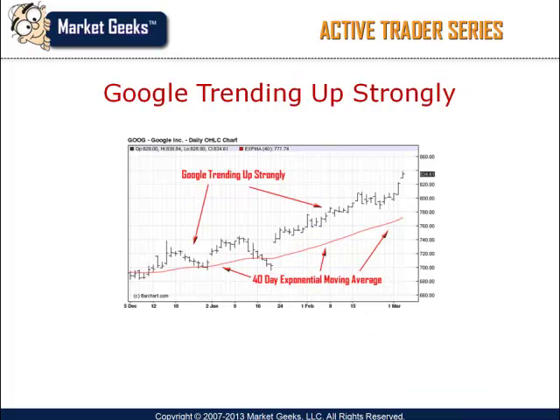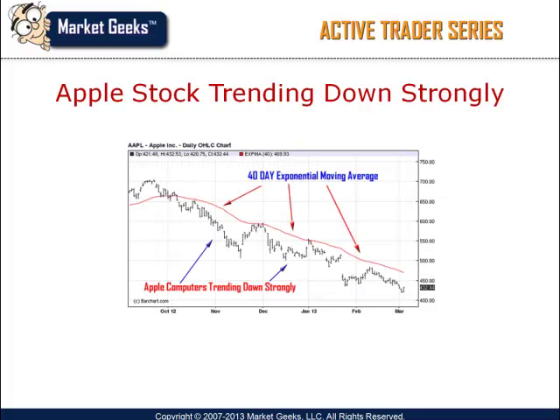Let's take a look at a few examples so you can get a feel for analyzing stocks using the 40-day exponential moving average. In this example, Google is trending up strongly. You can see how it's trending above the 40-day moving average and how the 40-day moving average is lagging behind but is sloping upwards. Here's another example of Apple stock trending down strongly. You can also see how the market is trending below the 40-day moving average, how it's sloping greater than 20 degrees, and how the 40-day moving average does a wonderful job of following this sloping trend.